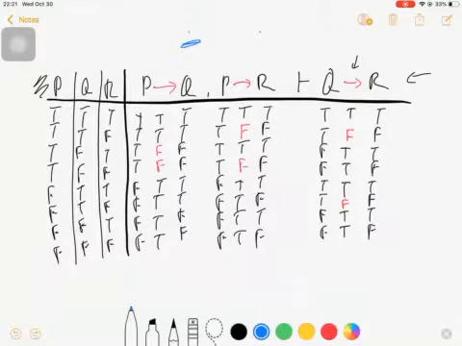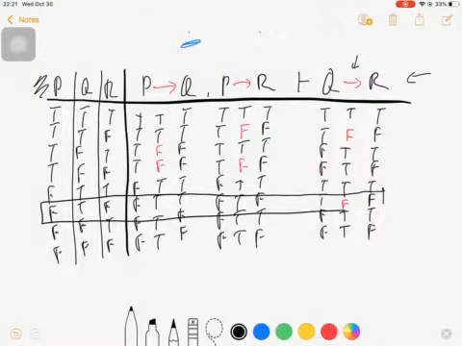Let's do a different row. Let's do this row down here. Does this row give us all true premises and a false conclusion? Yes, it does. Since it does, that means that this argument is invalid, since there is a scenario, a possible world in which we could have all true premises but a false conclusion.